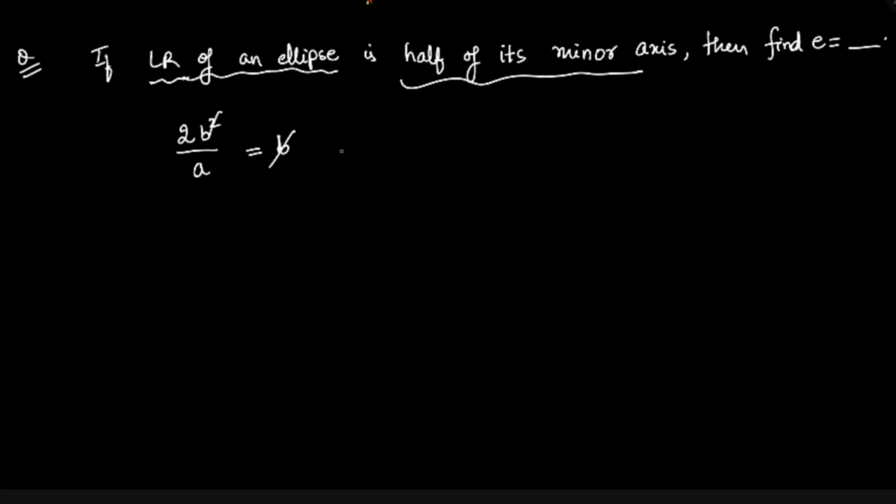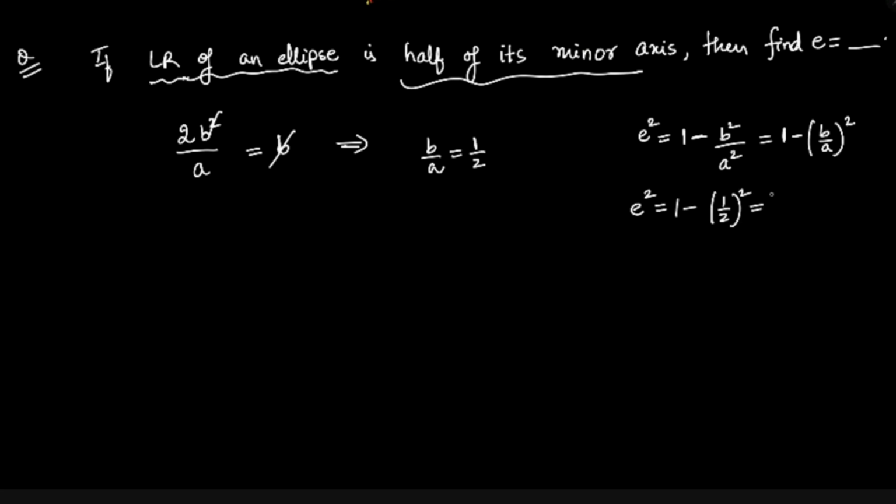So you cancel this. What do we get? a is equal to 2b, or we can say b by a is equal to half. What is the e square formula? We have to find eccentricity. So e square is equal to 1 minus semi-minor axis square divided by semi-major axis square, which is 1 minus b by a whole square. E square is 1 minus 1 by 2 whole square, which is 1 minus 1 by 4, that is 3 by 4. So eccentricity would be root 3 by 2.